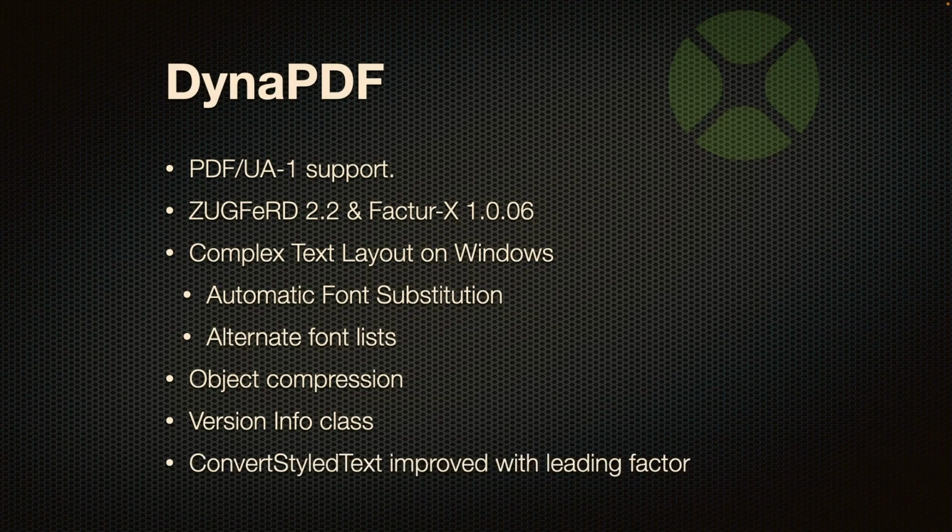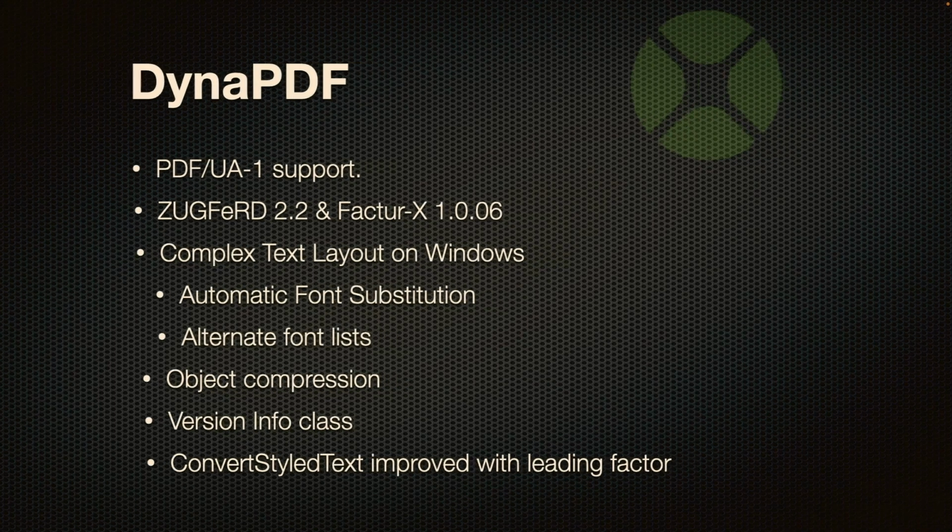And we have a function to convert style text from Xojo's style text class to DynaPDF. This one got improved to allow you to specify the distance between two lines with a leading factor, so you can have bigger distances between your lines. That's a simple thing, but we didn't have it.